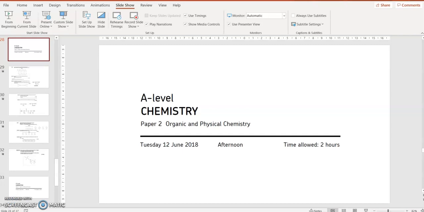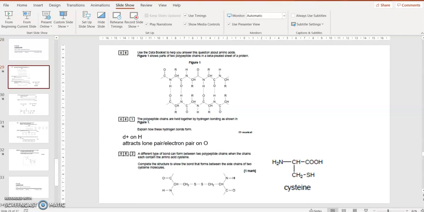So, Amino Acids, Proteins and DNA 2018. What have we got here? You're asked to draw the hydrogen bonds in. Obviously a hydrogen bond forms between the delta plus on an NH and the lone pairs of electrons on an O, so you just join those up. It would be nice to put delta plus on the H of the NH and lone pairs of electrons on the O, but you don't actually need to for the mark.